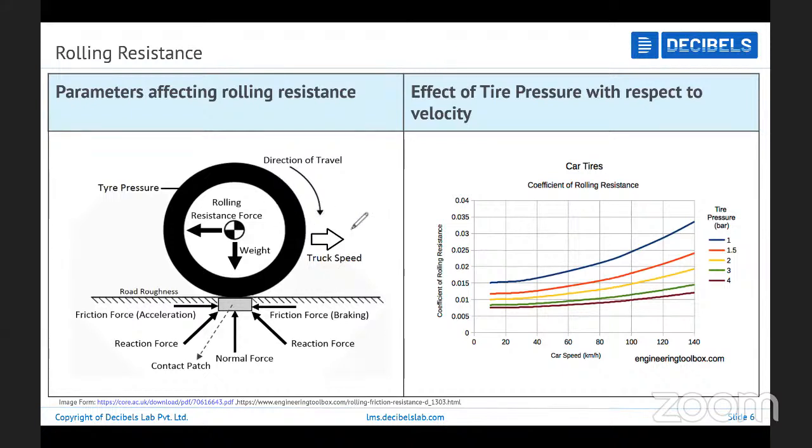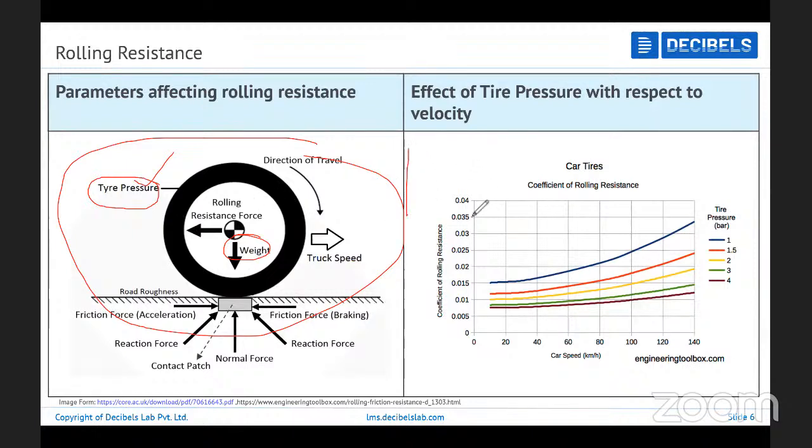So what are the parameters affecting your rolling resistance? As I'm seeing in this particular figure, I have already mentioned some points: the tire pressure, the weight, and the design of your wheel, maybe the tire width size. Obviously the contact patch is derived from the width of your tire. And the material and the surface. We'll look into each one.